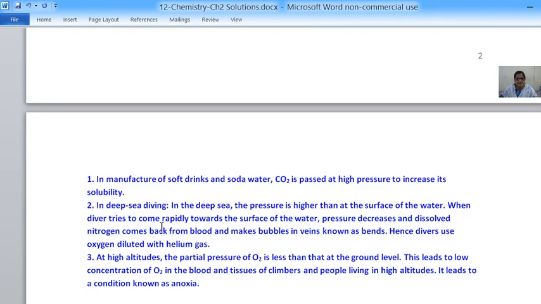Now, when the diver tries to come back rapidly towards the surface of the water, the pressure decreases. Suddenly the pressure decreases, and all the dissolved nitrogen present in the bloodstream tries to come back and will form bubbles in the veins, and this condition is known as bends. Hence, divers use oxygen gas diluted with helium gas. So this is the second application of Henry's law.